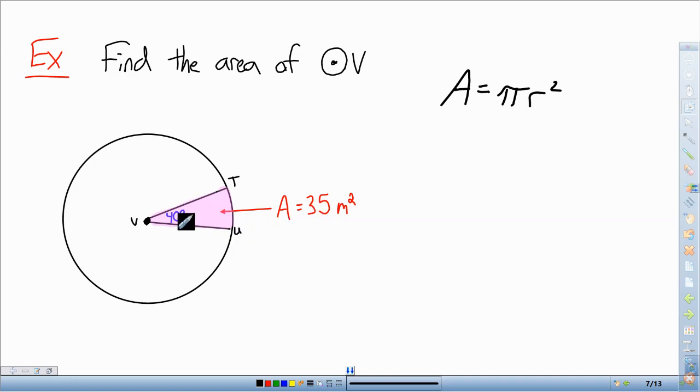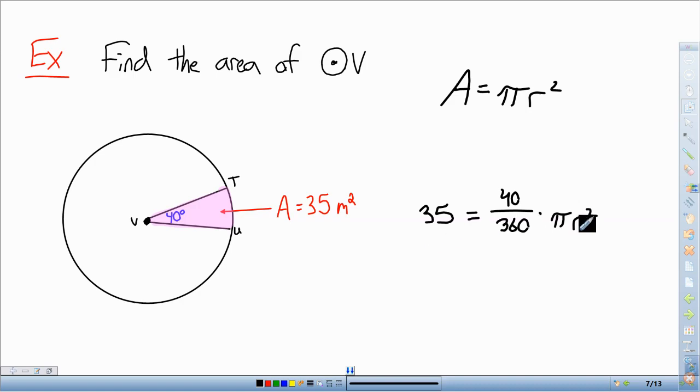Here's what we know though. We know the area of this sector is 35, and we know that the measure of the arc is 40 degrees. So let's plug that information into our sector area formula. All right. So I'm just going to go and do it. We know the area of the sector is 35. So 35 equals the measure of our arc, which is 40 degrees, over 360 times pi r squared, where the radius is what we are trying to figure out. Okay, so that is our goal. We need to solve for r in this.